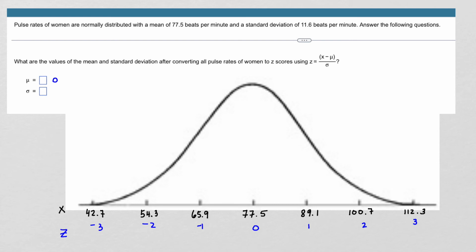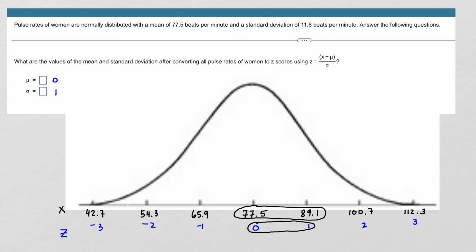So the standard deviation is the difference between our two values of 1 standard deviation above the mean minus the mean. So I can find the standard deviation in terms of z values by taking 1 minus 0. And so that gives me 1. And so that's what they're looking for in this question.